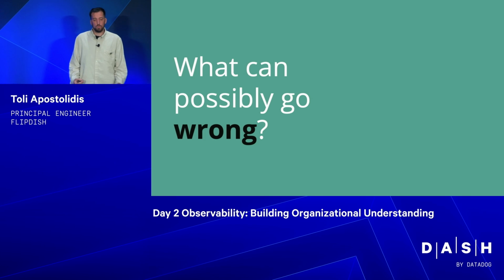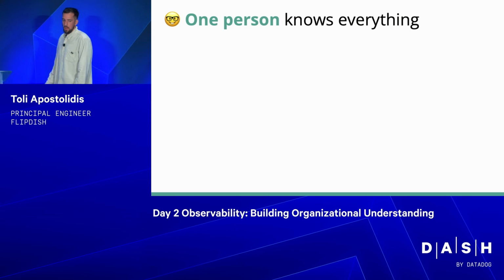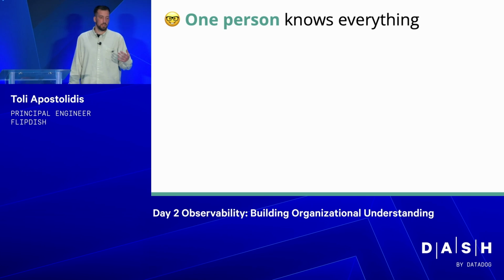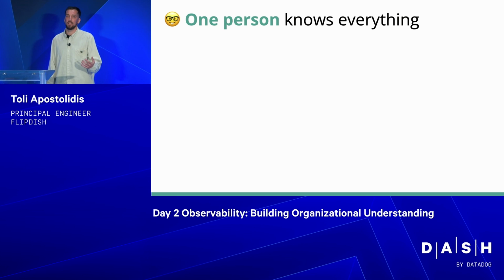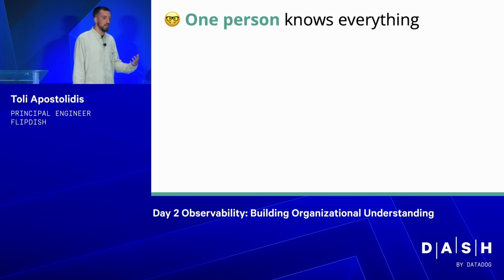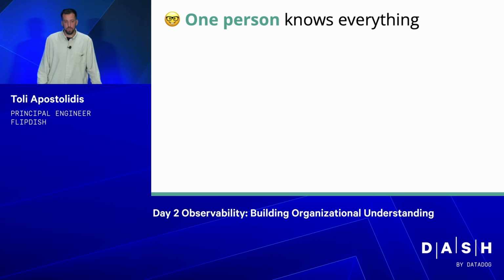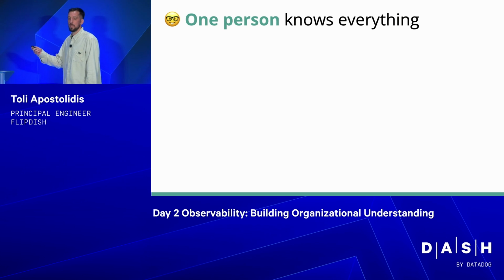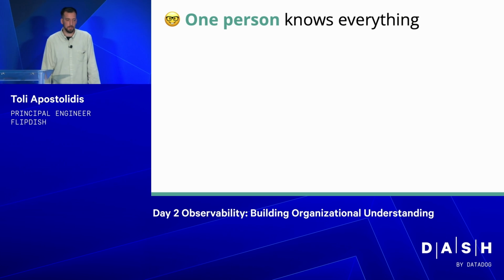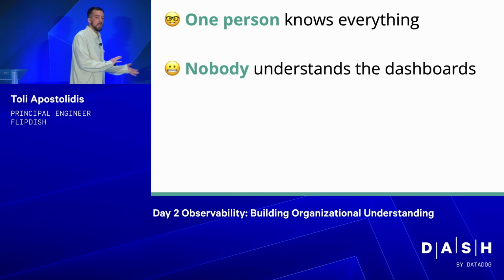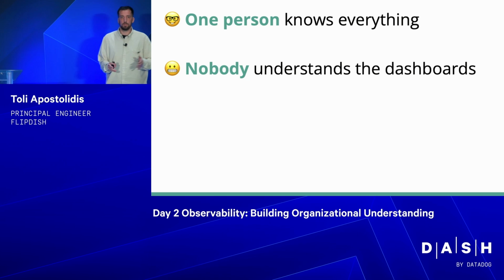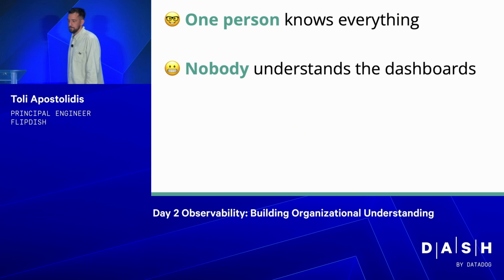And the next thing to think about is what can possibly go wrong. These are signs that I see in organizations, and hopefully I might see some smiles here, or this might relate a bit. So you've got a company where one person knows everything about observability. On the flip side, nobody understands the dashboards. You have loads of dashboards, but no one really looks at them, no one understands them.